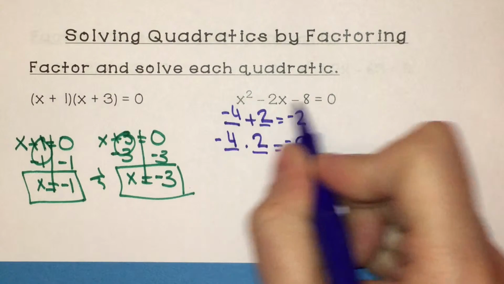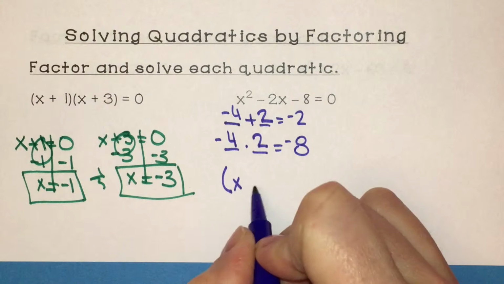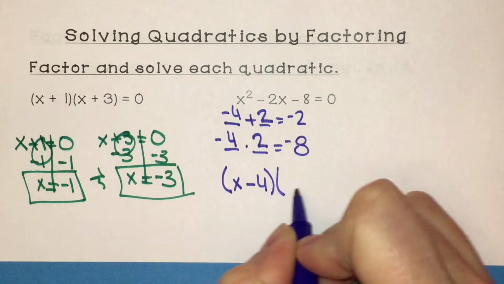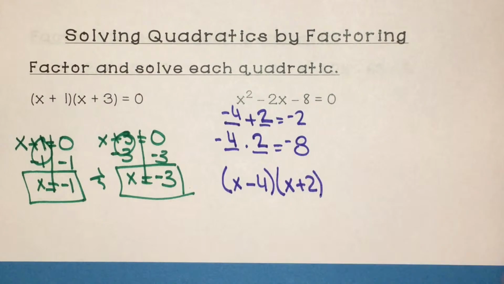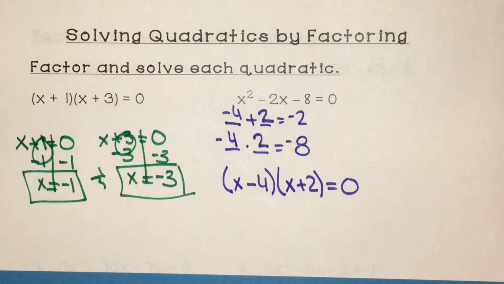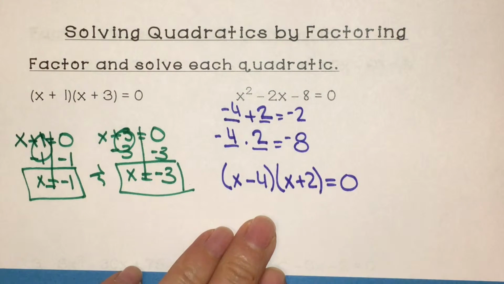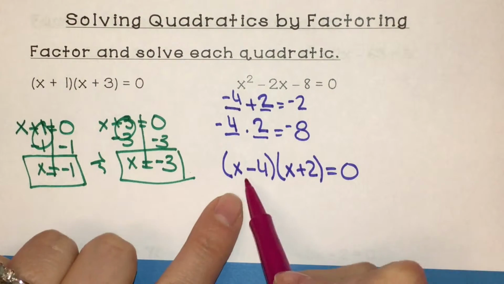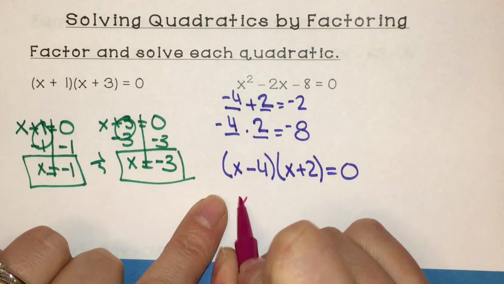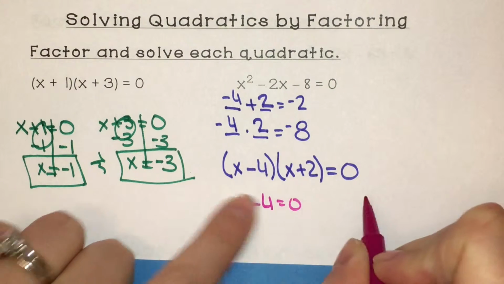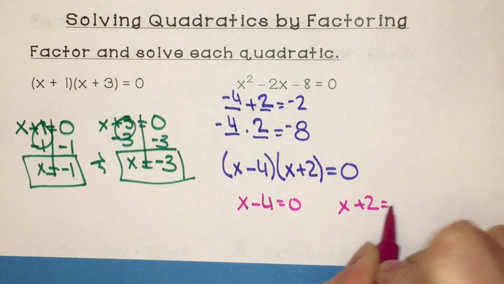Okay, so this tells me what we break this side down. We have x minus 4 times x plus 2 is equal to 0. So now the next step you have to solve. A common mistake is just to factor and forget that you actually have to solve. So you're going to take each set of parentheses, set them equal to 0. x minus 4 equals 0, and x plus 2 equals 0.